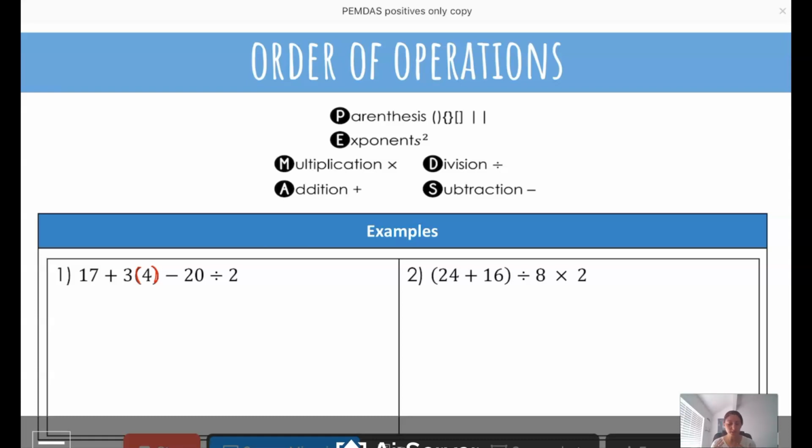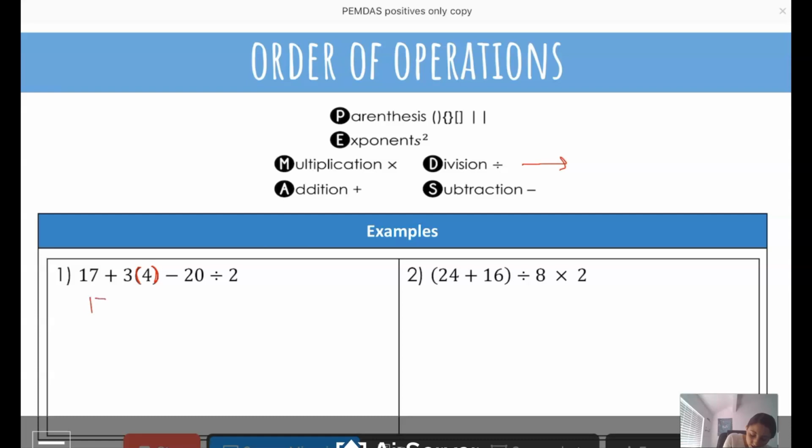So we have no other grouping symbols, so we're going to move to exponents. There are no exponents, so we're going to move to multiplication and division. In this problem, there's multiplication and division, but they're going to get done from left to right, so as they appear in the problem. Our multiplication, the 3 times 4, appears before our division, 20 divided by 2. So we're going to multiply before we divide in this problem.